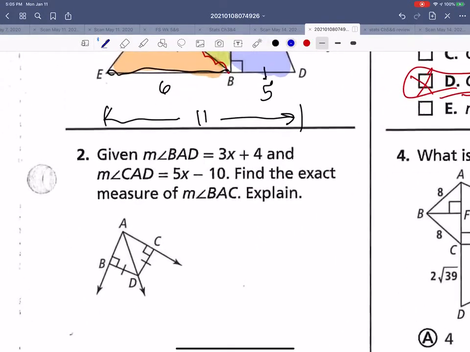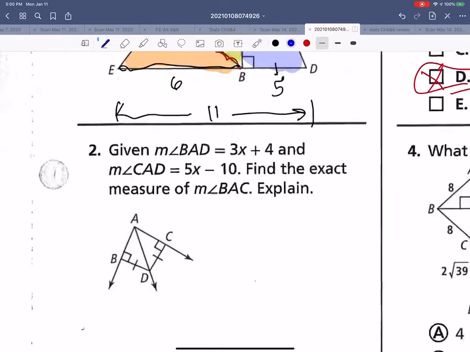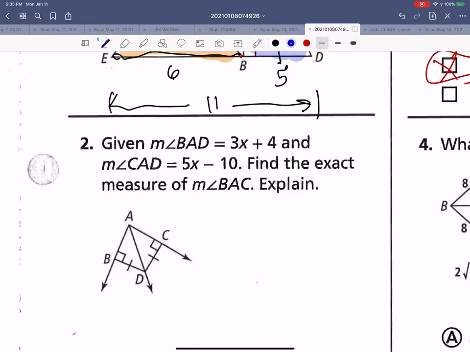Whew. That's crazy. I don't think they'd pick that. Let's move to another one. Maybe, like I said, I'm missing something. So it says, given the measure of angle BAD, this one is 3x plus 4. And also given CAD, this one is 5x minus 10. Find the exact measurement of BAC. Okay, that is BAC, the whole thing.